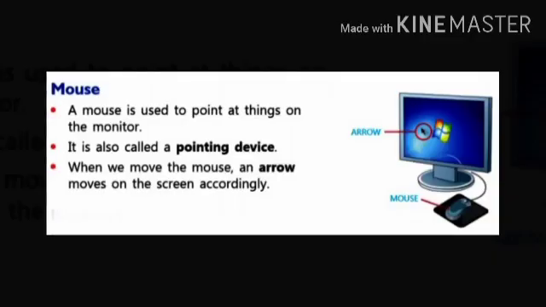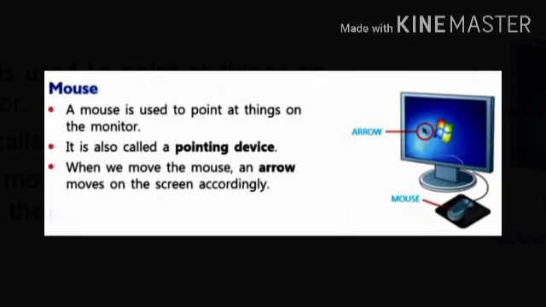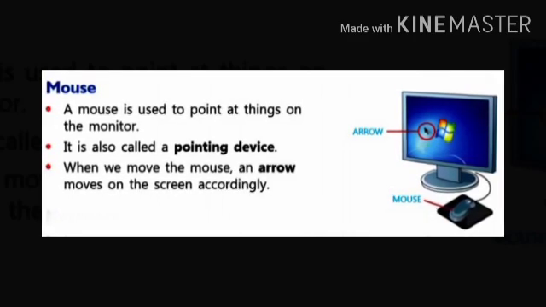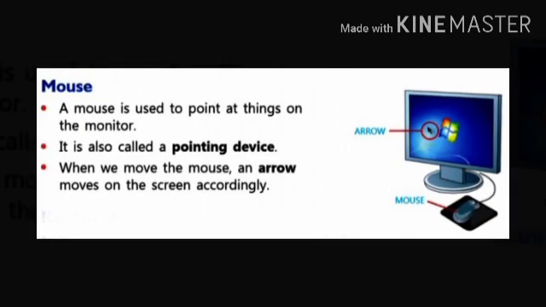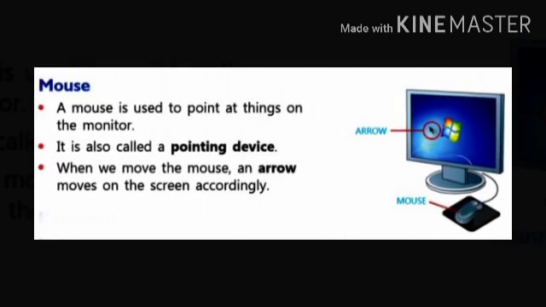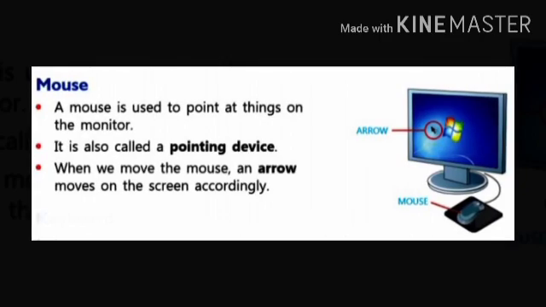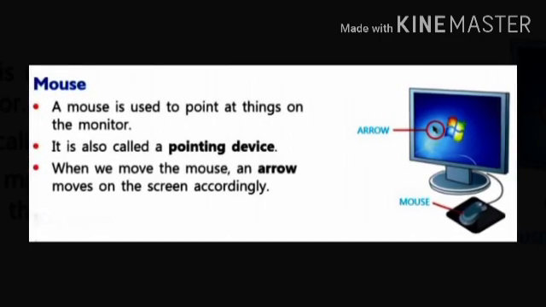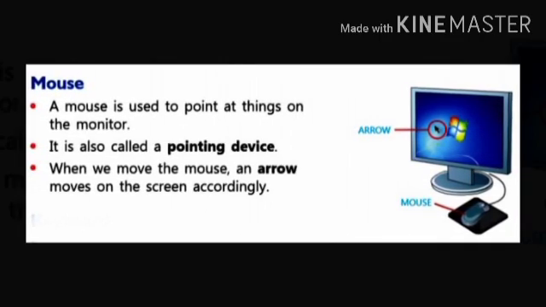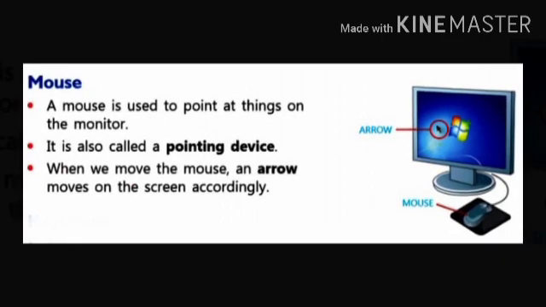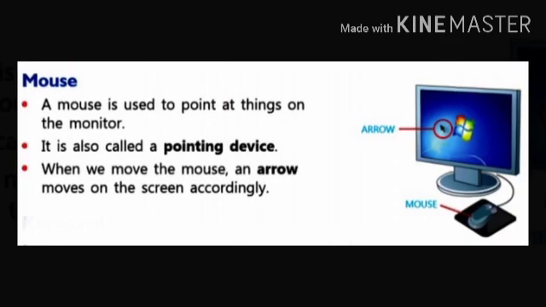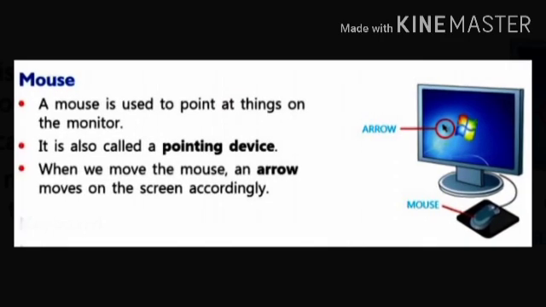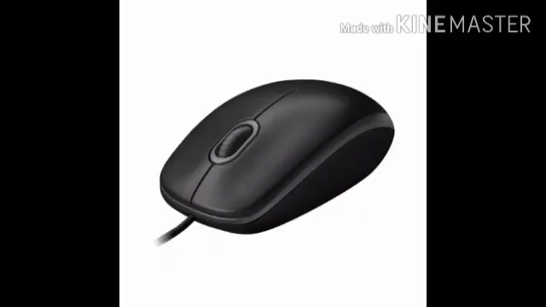Let's read about mouse. A mouse is used to point at things on the monitor. It is also called a pointing device. When we move the mouse, an arrow moves on the screen accordingly. In the picture, you can see the mouse and an arrow on the screen of the monitor. This is used for clicking and selecting files and folders displayed on the screen. This is the picture of a mouse.